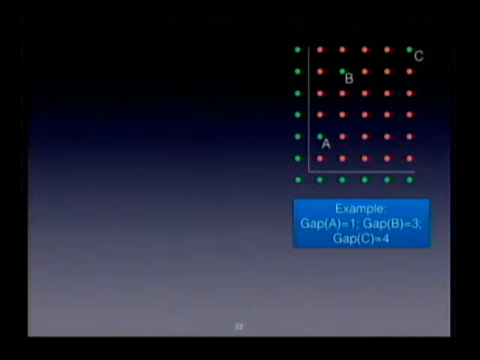So for example, in this example, A has distance 1 from the boundary where there is a 0. So the gap of A is 1. Gap of B is 3, because it's 1 plus 2. And gap of C is 4, 1 plus 3.